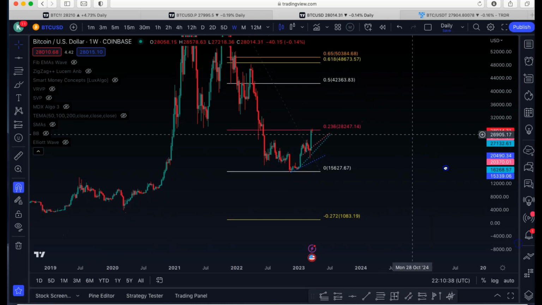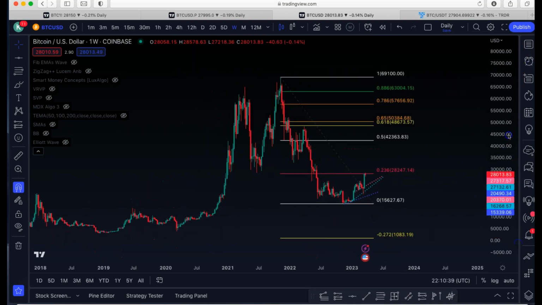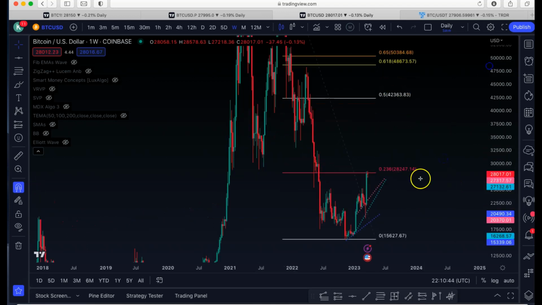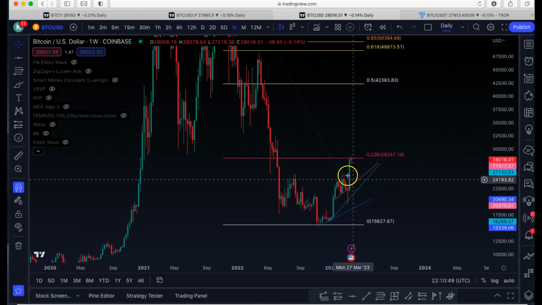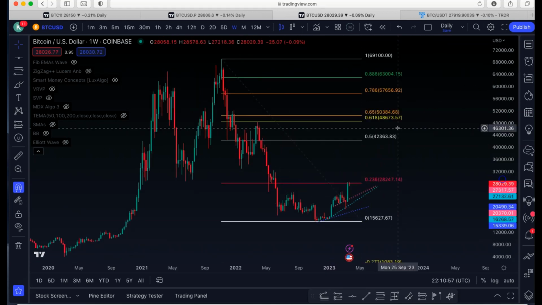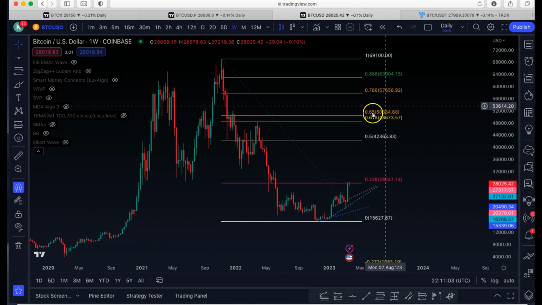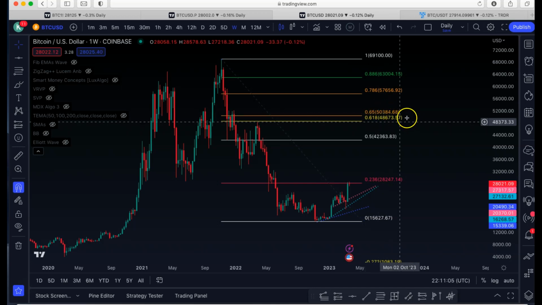This is the macro fib. I've drawn this from the cycle peak to this cycle low, and of course naturally we expected some kind of reaction around 28.2k. It is fairly obvious, right? Because it was the 0.236 fib, and of course the 0.65. I see that a lot of you like the 0.66 fib. I'm sure it's not going to change much, but the 0.65 fib is 50k, the 0.618 fib is 48k.